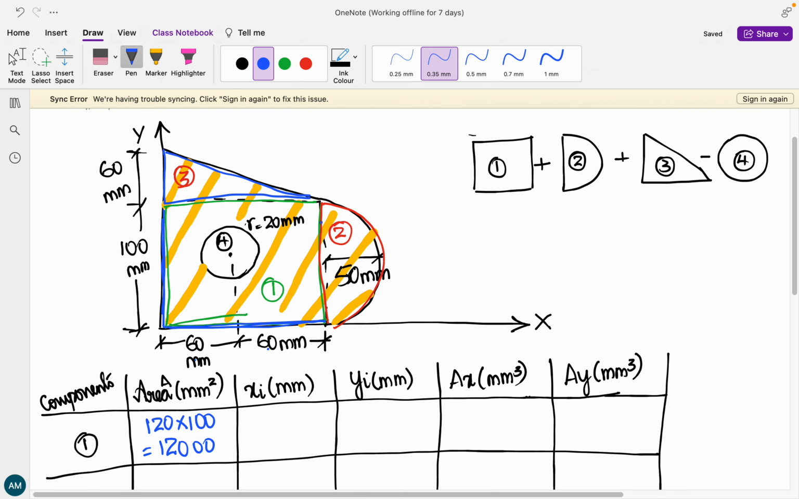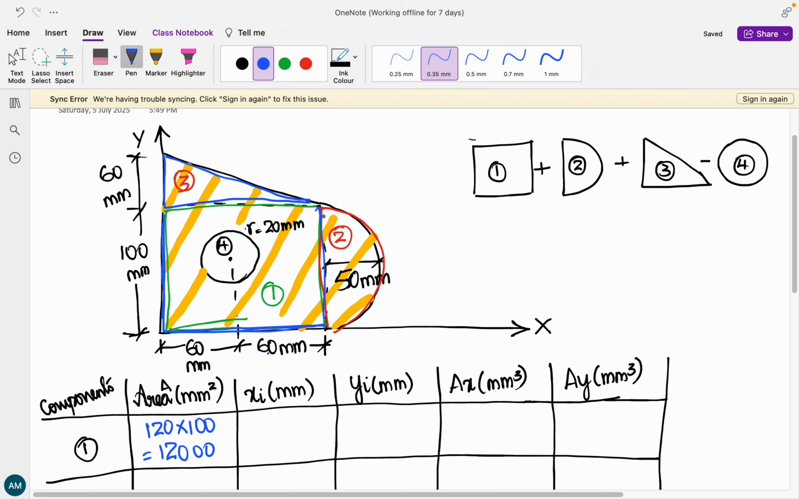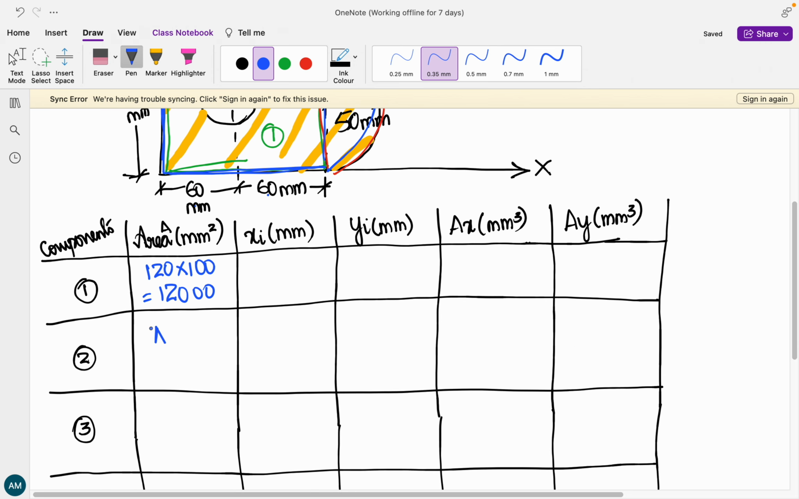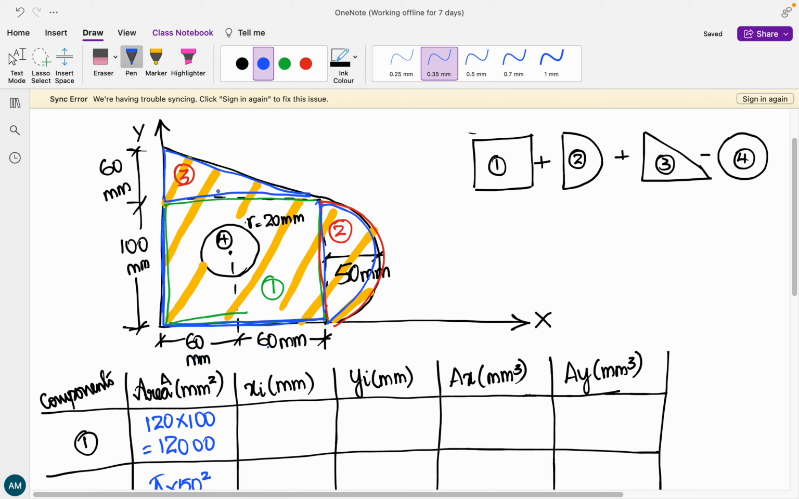The next one is a semicircle, a semicircle of radius 50. So area is pi into r square divided by 2, because it is a semicircle. If you solve this particular value, you are left with 3926.99 as your area.